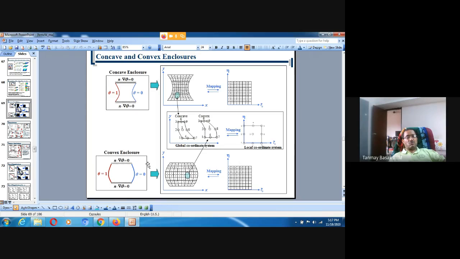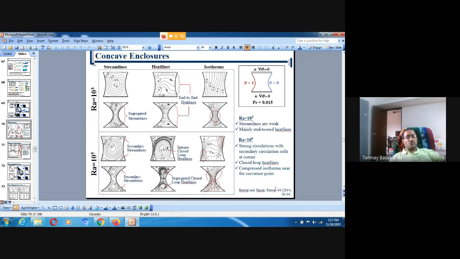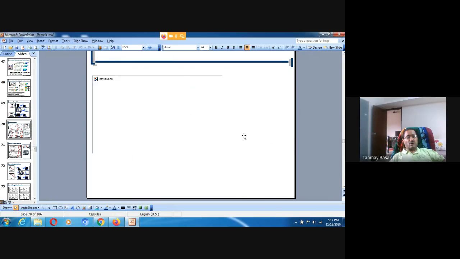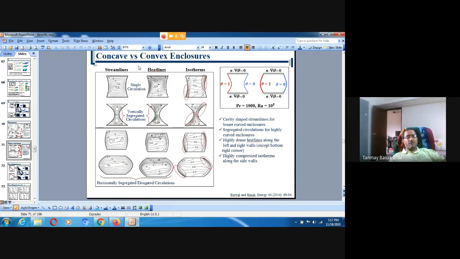For convex enclosures, we can look into them in a similar way, and a similar mapping is also possible in the zeta domain. For the concave enclosures, these are the results for the heat lines. You can see that if you have highly concave enclosures, we have stratified layers, but for high Rayleigh numbers, we see different kinds of scenarios.